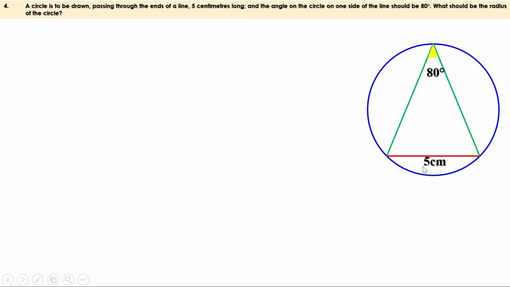This is a chord and the length is 5 centimeter. This angle is 80 degree. Therefore, half the central angle made by this chord is also equal to 80 degree. We know the length of any chord is double the product of the radius and sine of half the central angle. Therefore, length of this chord is equal to 2r into sine 80 degree.